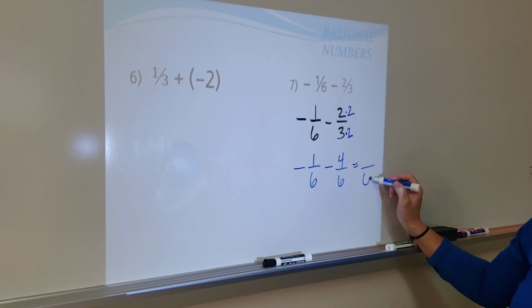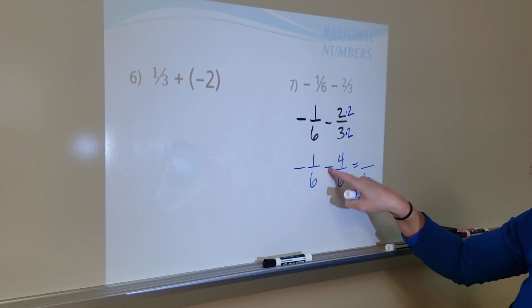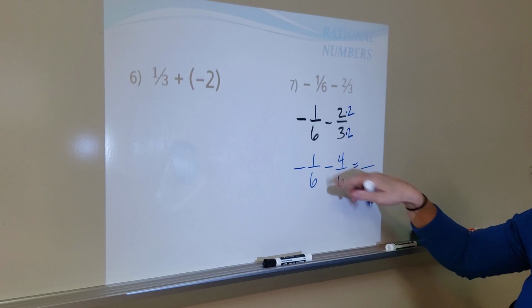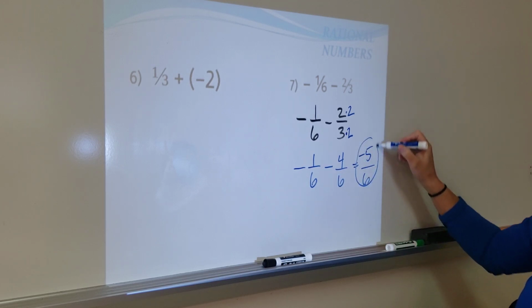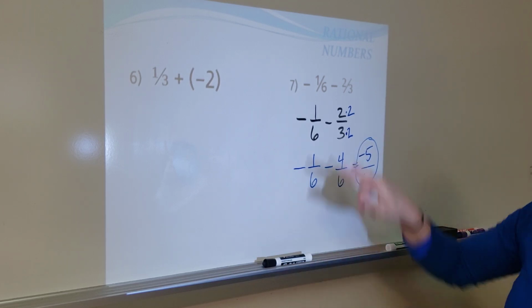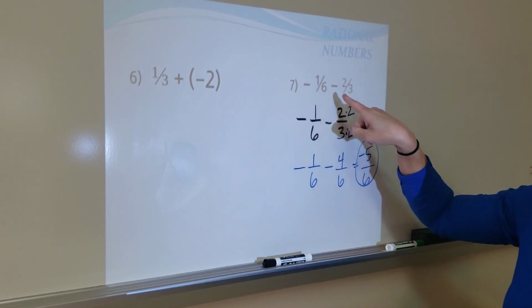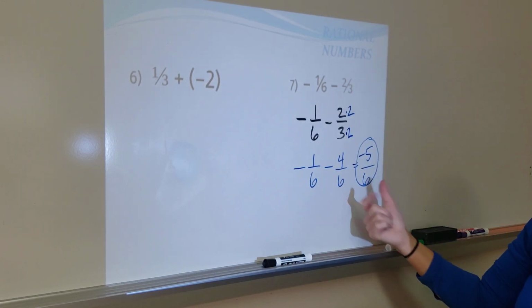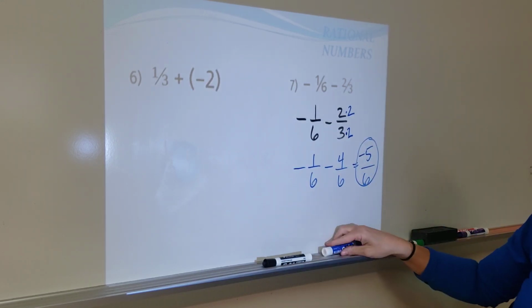So my denominator is going to be 6. How many? Negative 1 minus 4. Temperature's negative 1, it drops 4, I'd have negative 5. And that's how I would do this one. So common denominators on adding and on subtracting, and then leave your answer as a proper or an improper fraction.